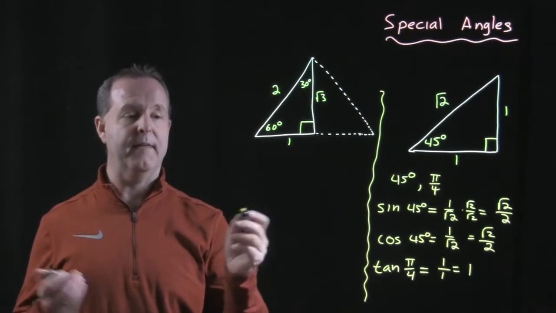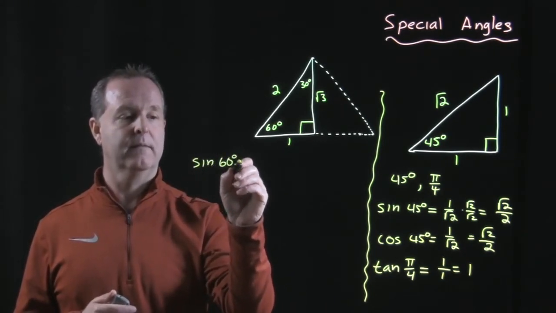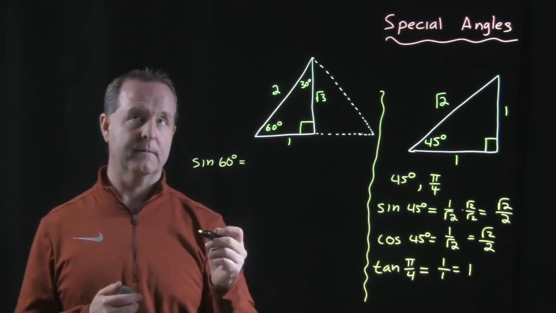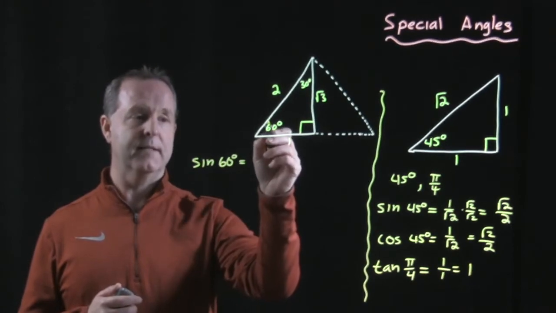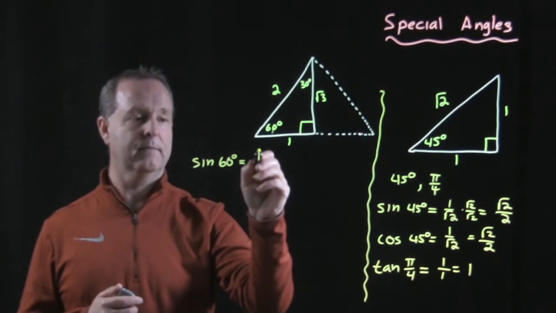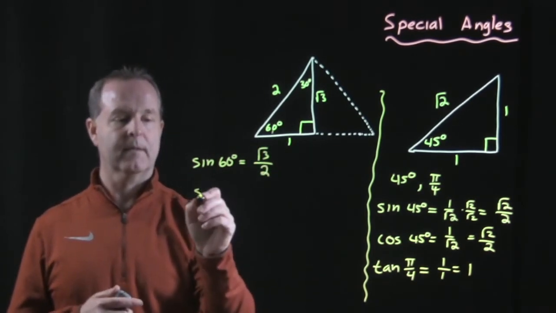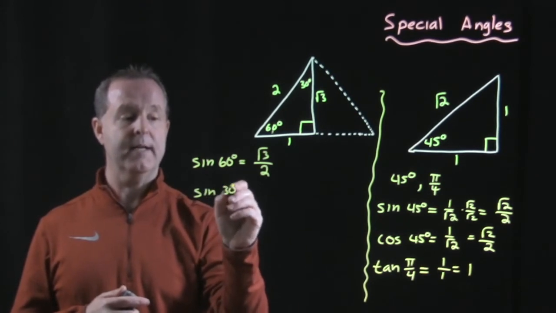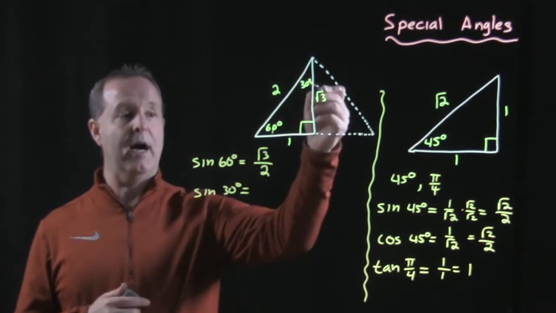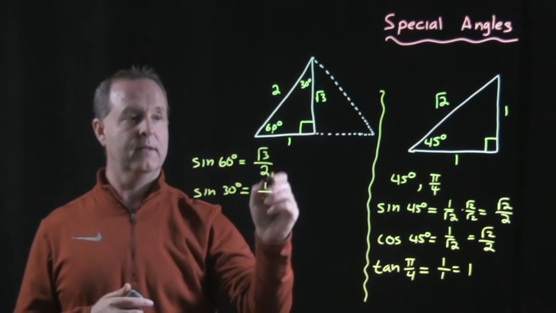So let's experiment with that. Let's look at what the sine of 60 degrees is. Sine is opposite over hypotenuse. This is my 60 degrees, so my opposite is root 3 over the hypotenuse, which is 2. The sine of 30 degrees, I changed my angle. My angle's up there now. So the opposite of that particular angle, the side, is 1 over 2.